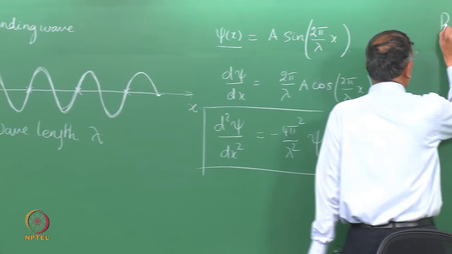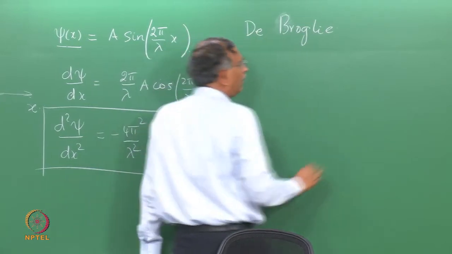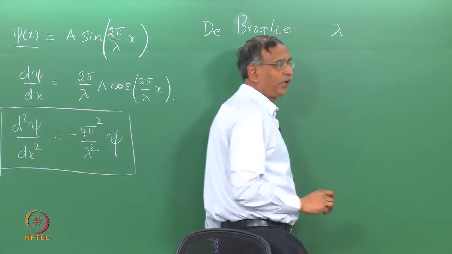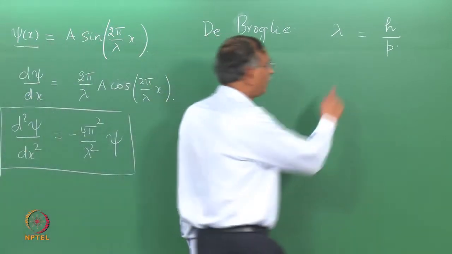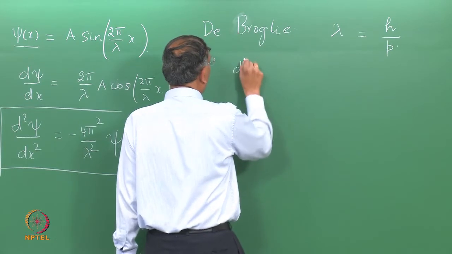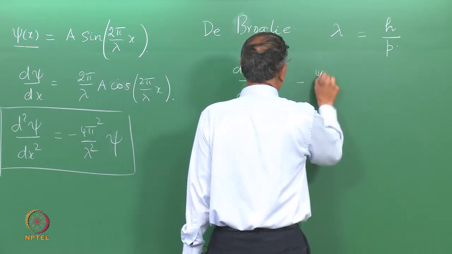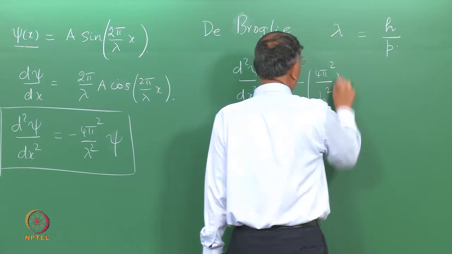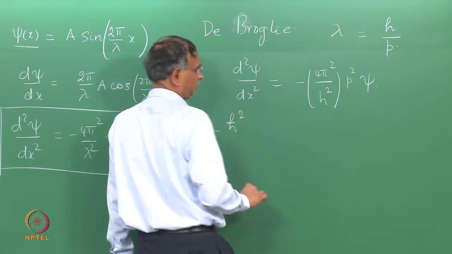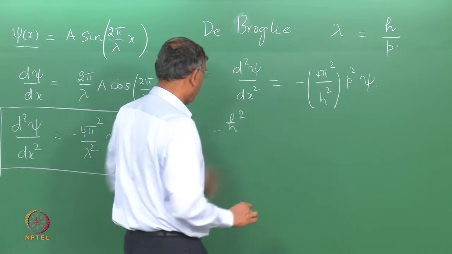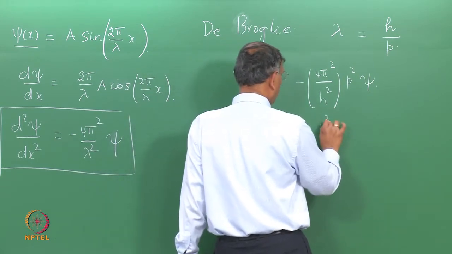Now, de Broglie, if you remember in the lecture earlier, gave an expression for the matter waves lambda in terms of the momentum of the particle. And therefore if we write the wave equation, it is d square psi by dx square, which is equal to minus 4 pi square by h square multiplied by p squared psi. We know that h by 2 pi is h bar, therefore if we bring that in, it's minus h bar square d square psi by dx square is equal to p squared psi.